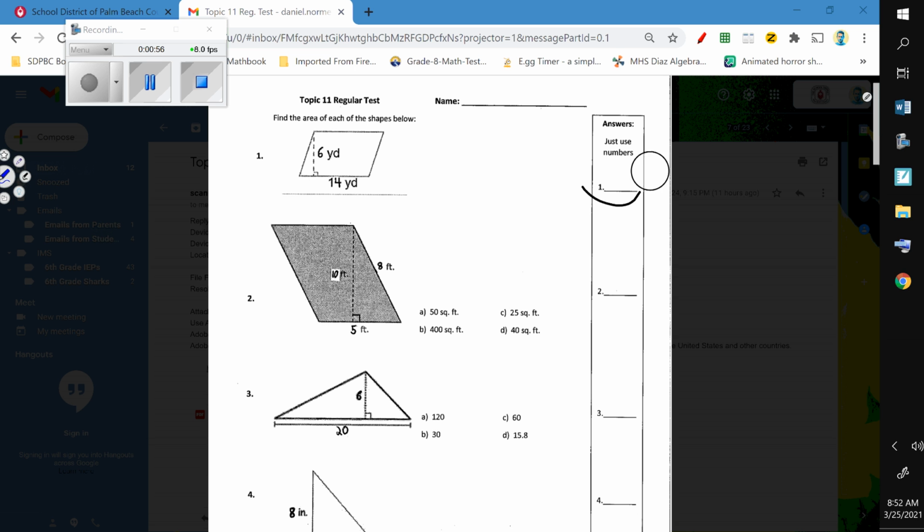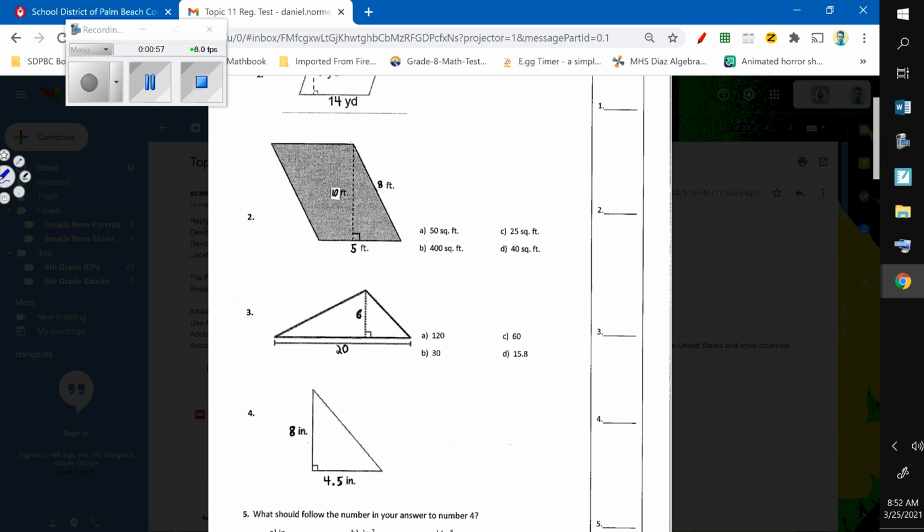For number two, this is a 10. This is an 8. This is a 5. You're going to find the area, and the answers are A, 50 square feet, B, 400 square feet, C is 25 square feet, D is 40 square feet. So, which letter is the correct answer? You can just put the letter A, B, C, or D right there.